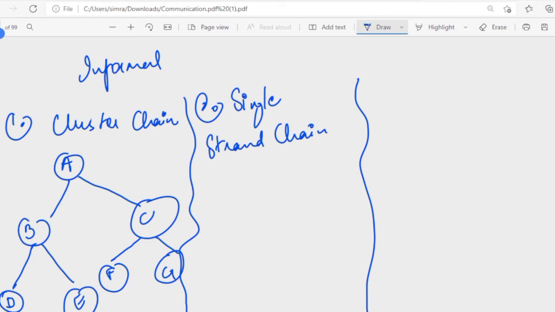So here A will talk to B and give him some gossip, then B will go to C, C will go to D, and so on. In a single line, every best friend of yours has another best friend. So A will tell his best friend B, B will tell his best friend C, C will tell his best friend D, and like that the gossip will carry on. What is this type of communication known as? Single strand chain. Very simple, very easy.